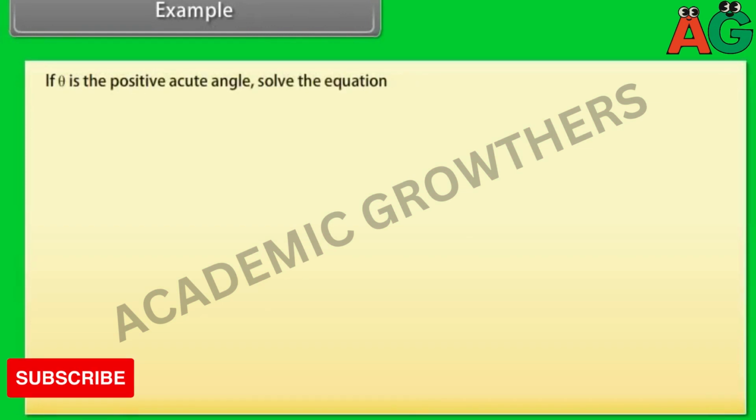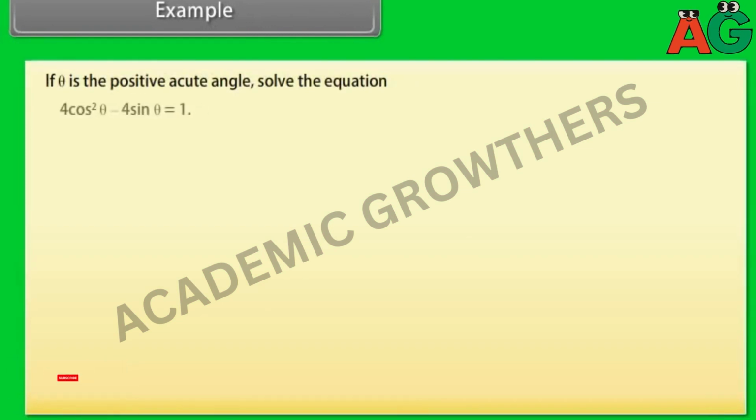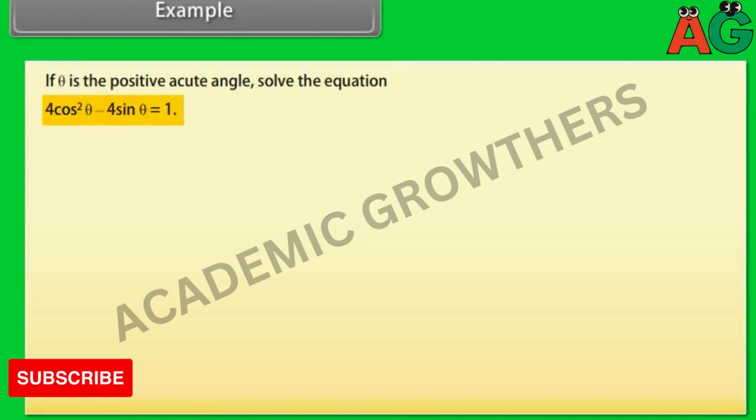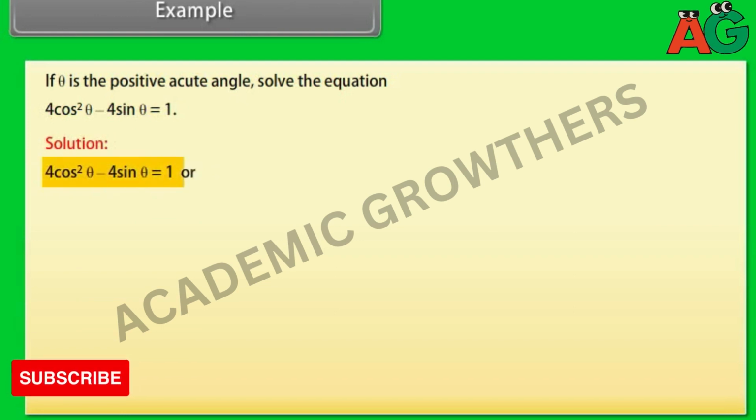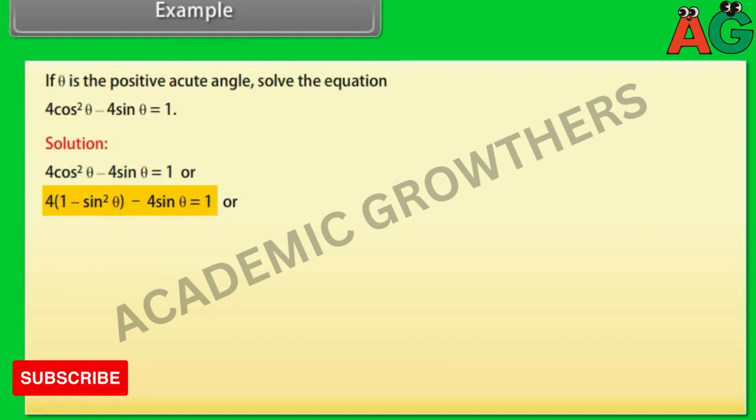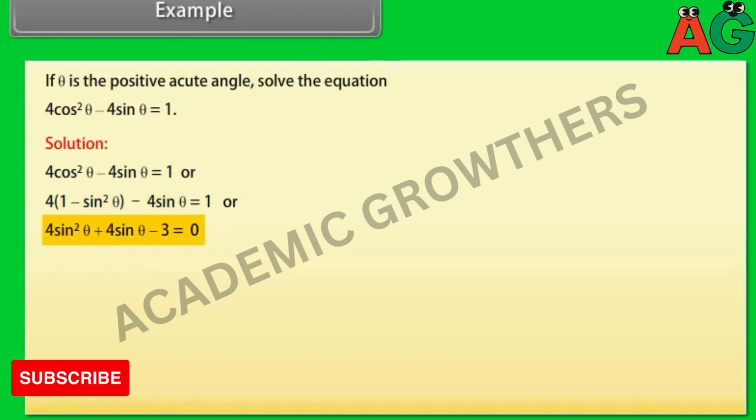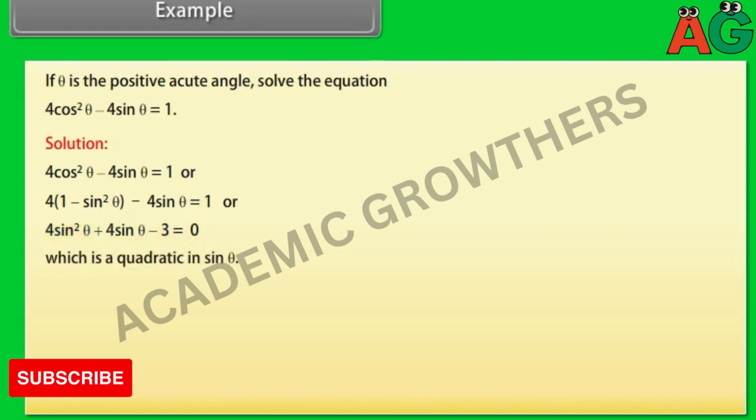Example. If theta is the positive acute angle, solve the equation 4 cos square of theta minus 4 sine of theta is equal to 1. Solution. 4 cos square of theta minus 4 sine of theta is equal to 1, or 4 into (1 minus sine square of theta) minus 4 sine of theta is equal to 1, or 4 sine square of theta plus 4 sine of theta minus 3 is equal to 0, which is a quadratic in sine of theta.